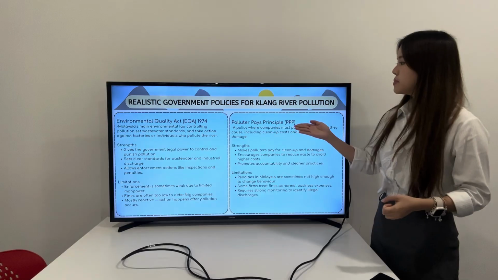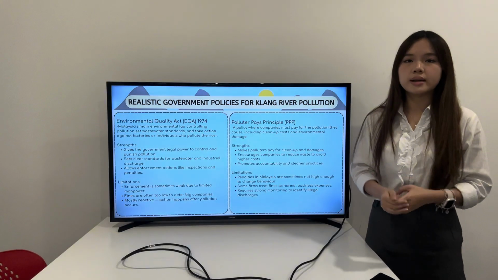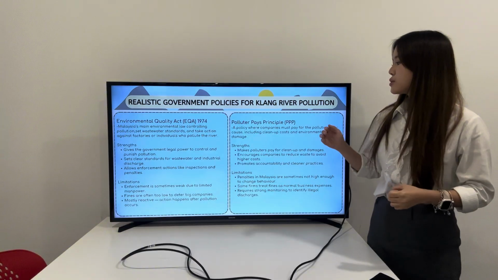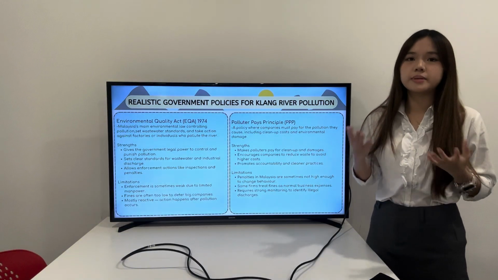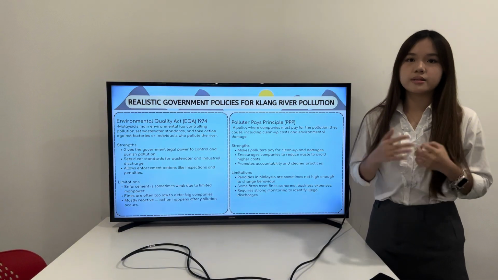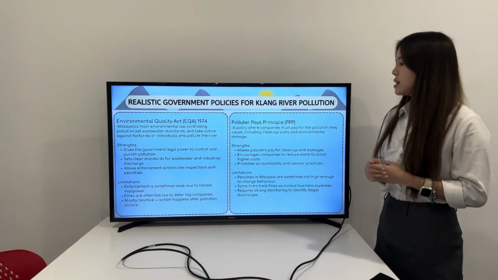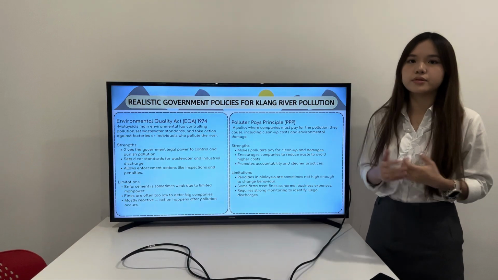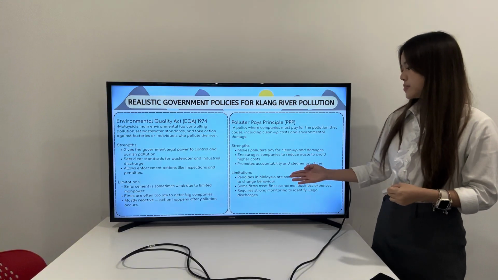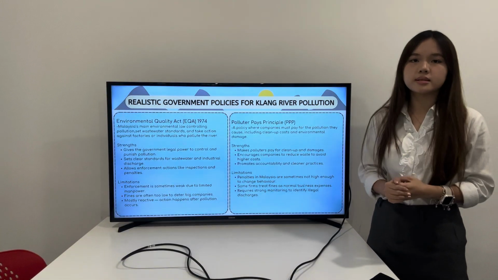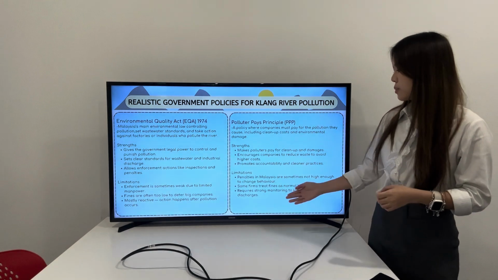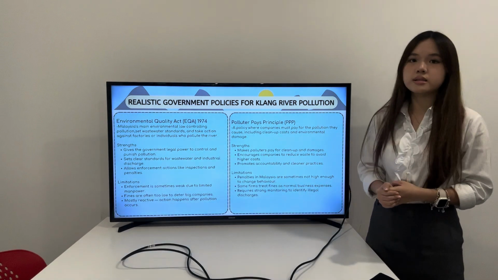Secondly, the Polluter Pays Principle requires polluters to pay for the cleanup costs and the damages they cause. Its strength is that it creates a financial incentive for businesses to reduce waste and adopt cleaner practices. Its limitation is that penalties in Malaysia are sometimes not high enough to change behavior, and some firms treat the fines as a normal business expense. It also relies heavily on strong monitoring to identify illegal discharges.